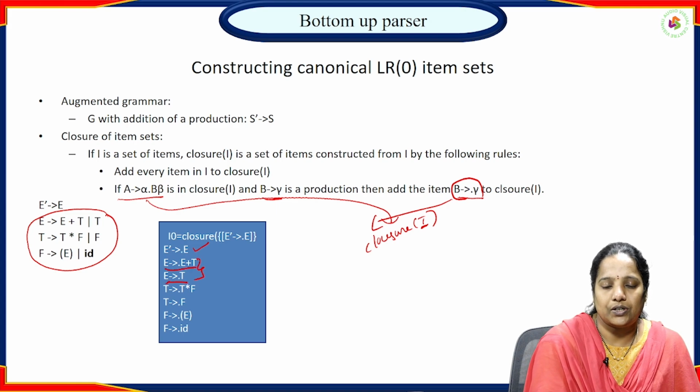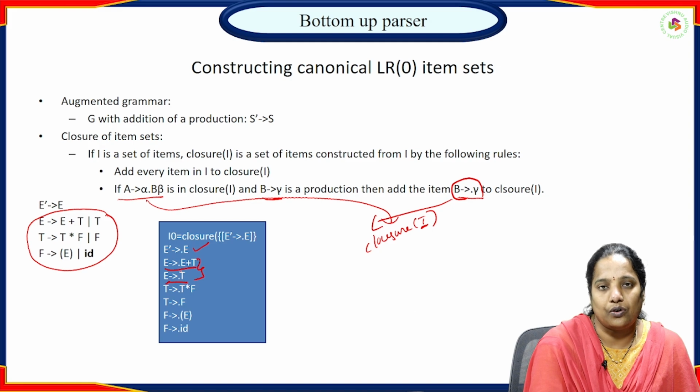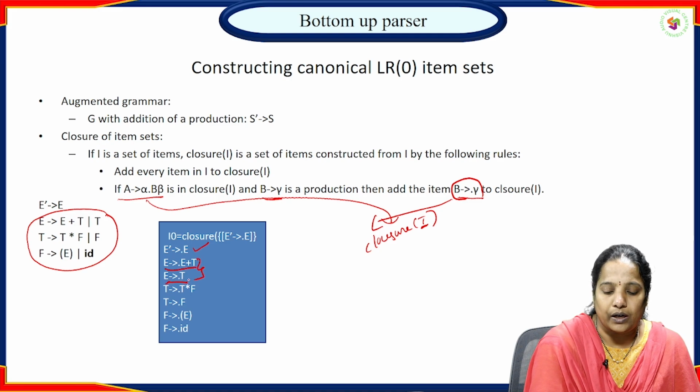Okay, first production and second production, by adding the dot at the starting position of the right hand side of the production. E' tends to dot E, E tends to dot E plus T, E tends to dot T. When we observe these productions, E tends to dot T is there here.